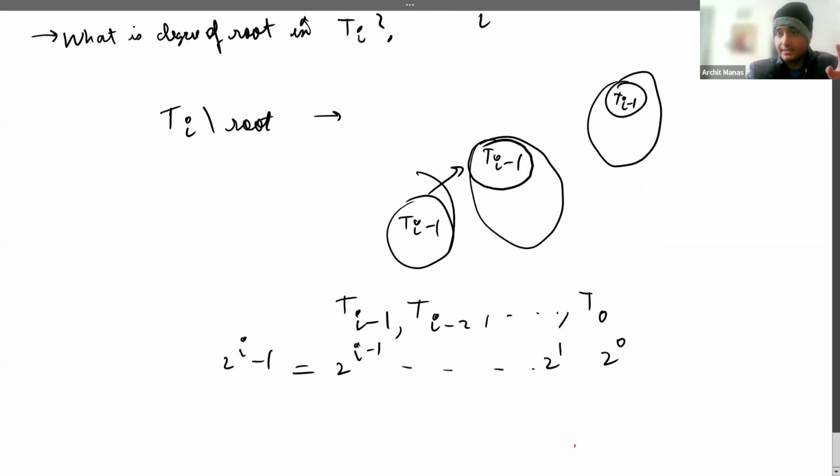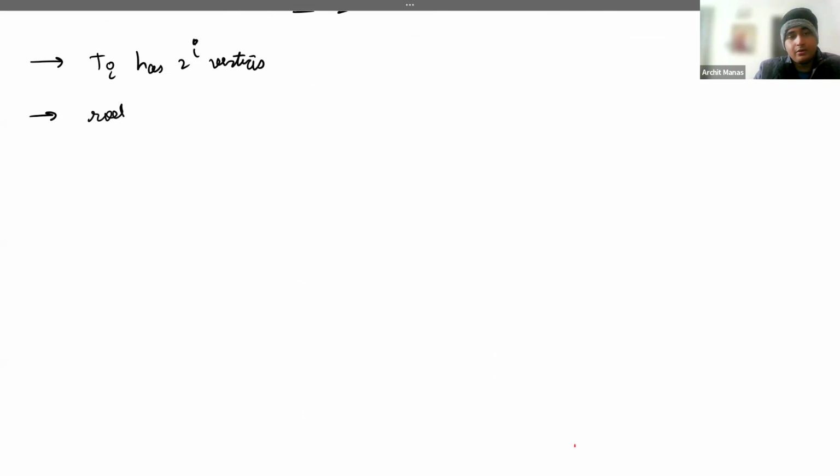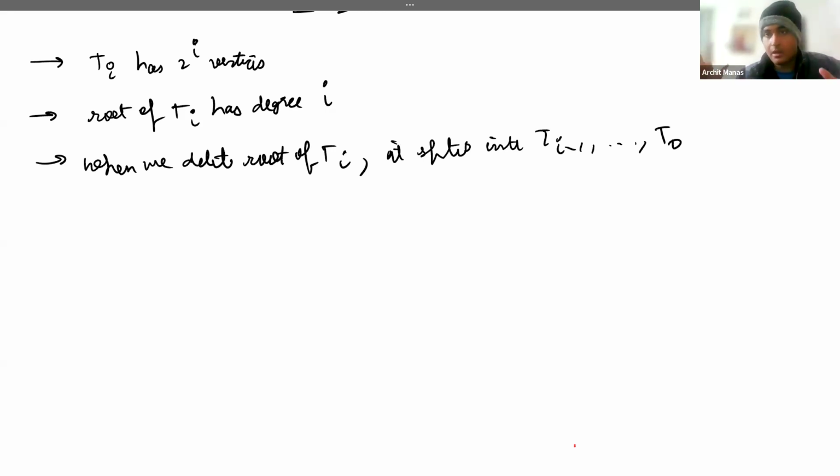Okay, so now you have these trees that have all of these properties. So the important properties are Ti has 2 to the I vertices. Root of Ti has degree I. When we delete root of Ti, it splits into Ti minus 1 all the way to T0. So these trees satisfy these properties. And now I would like you to use these trees to construct a way to actually store the information so that you can continuously extract maximums very cheaply.